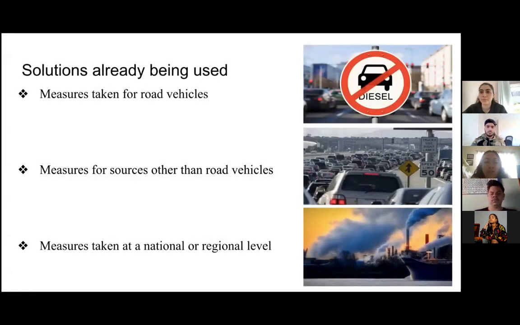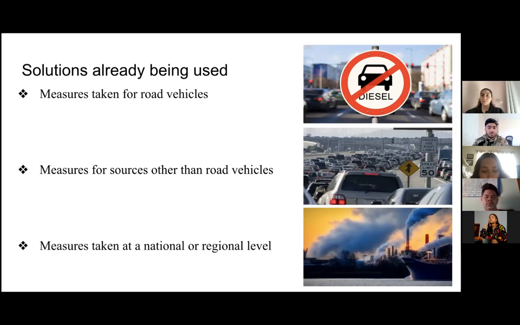Solutions already being used. Thank you, Cecilia. Yeah. There are several measures taken to reduce air pollution, such as measures for road vehicles, sources other than road vehicles, and measures taken at a national or regional level. Measures taken for road vehicles include reducing the amount of traffic and ways to improve other travel options. These include good and clean public transport, good cycle facilities, low emission car sharing schemes, or appropriate town planning. There are also emergency traffic restrictions in times of high pollution taking place. For example, banning all or even specific vehicles, diesel bans, and allowing only alternating number plates on odd or even days.